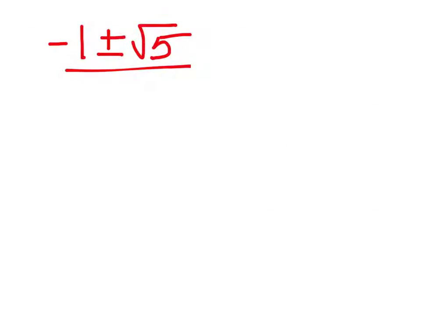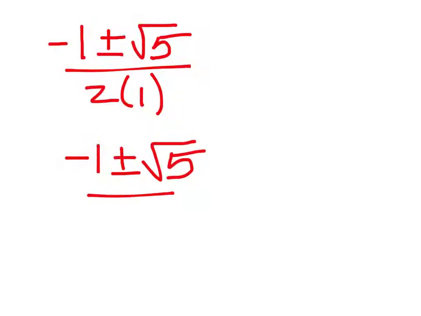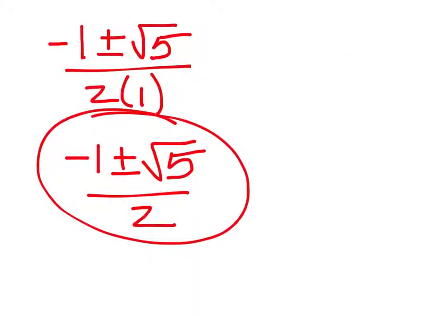For the rest of the practice problem, if you fill in the b of 1, you'll have a negative 1 plus or minus the square root of 5, and then on the bottom 2 times a, which is 1. Negative 1 plus or minus square root of 5 over 2 should be the final answer.